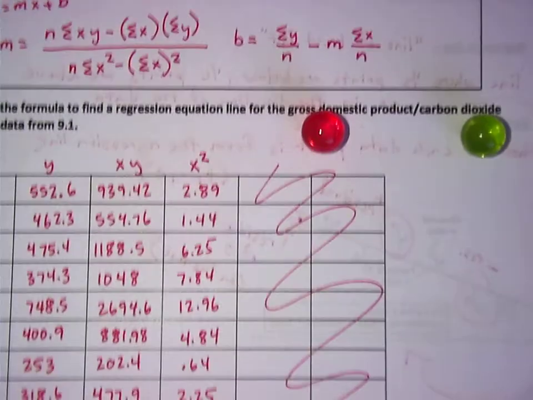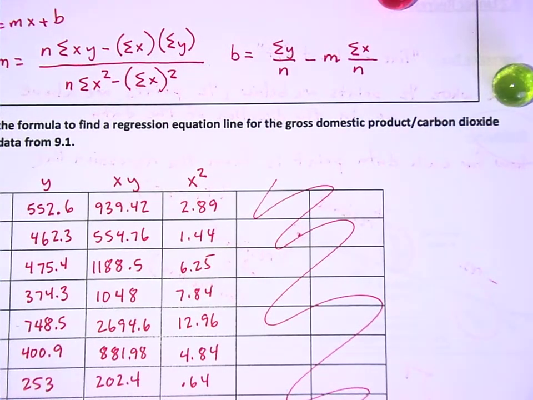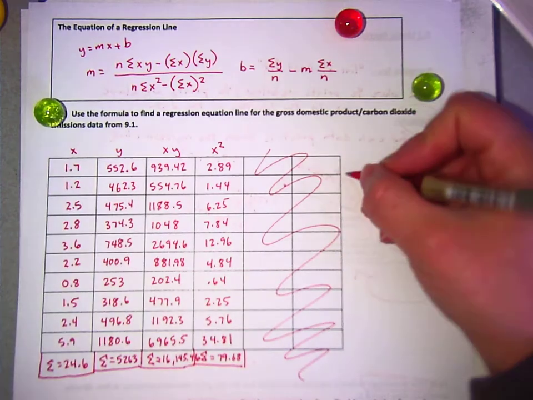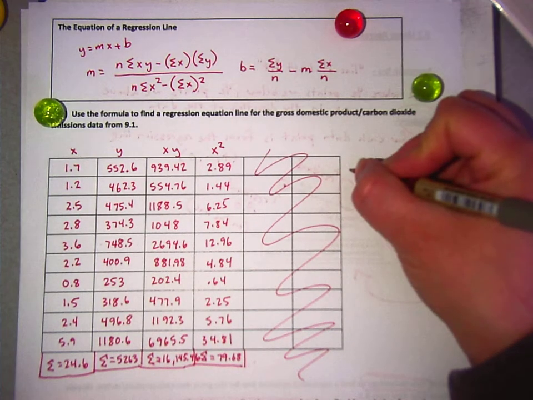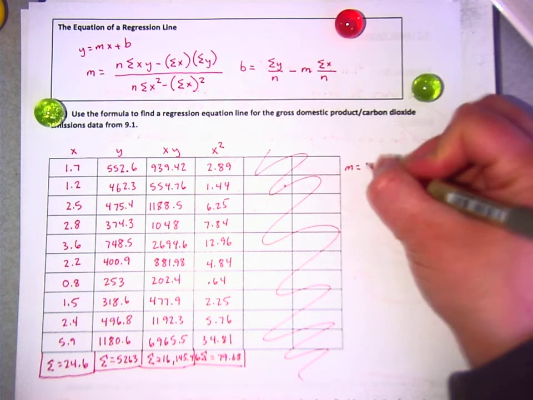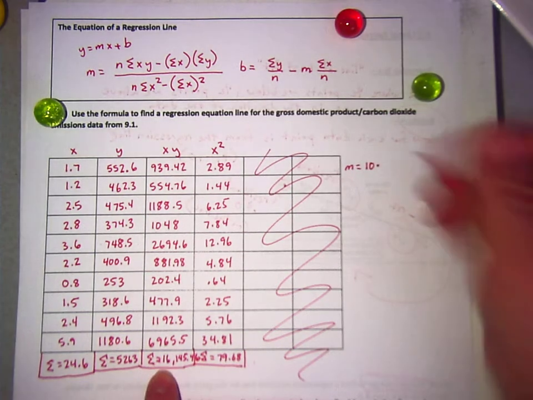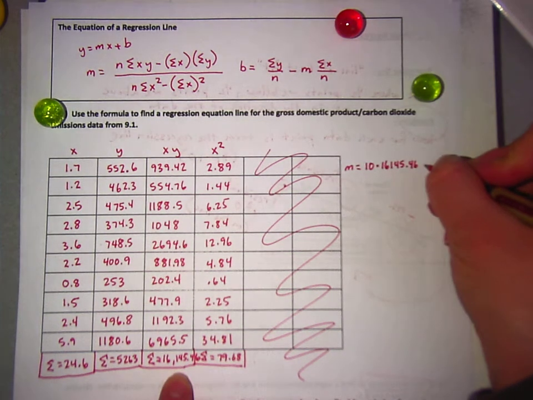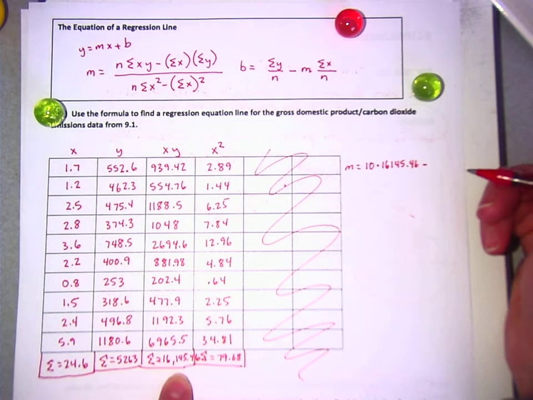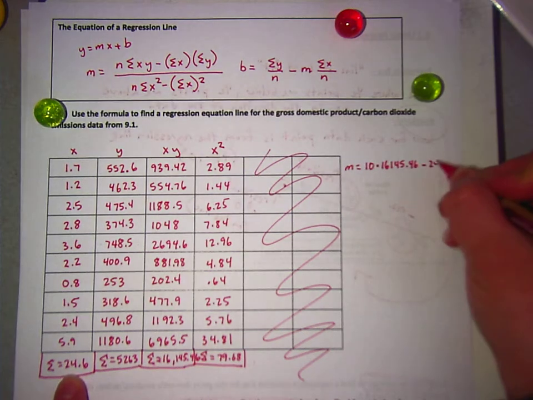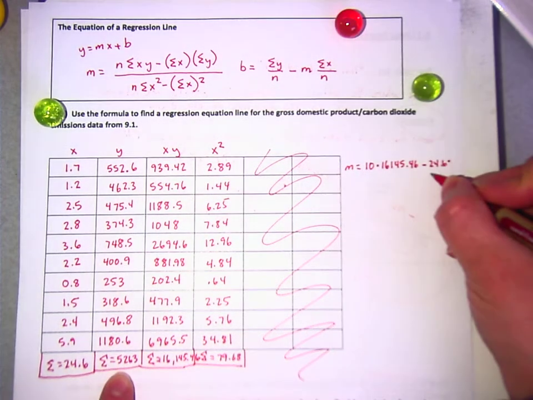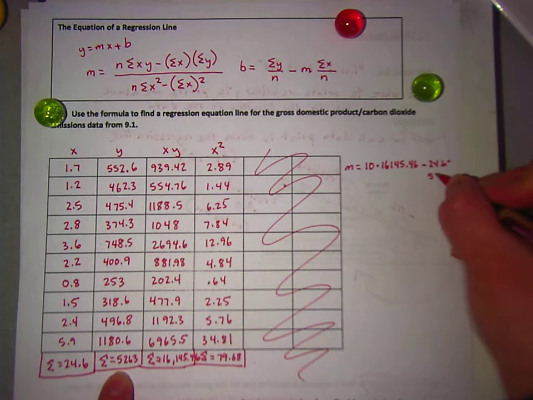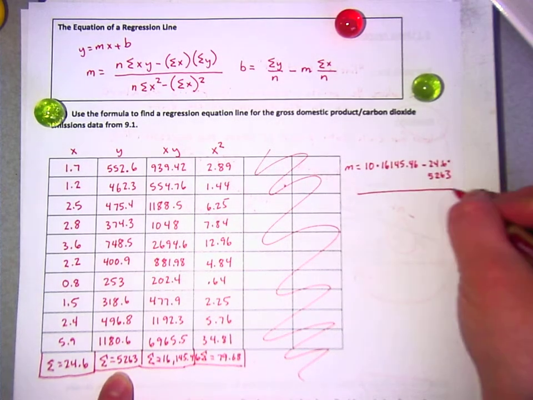All right, now I'm actually going to do all the math by plugging in all this stuff. So first I'm going to figure out m. m equals 10 times the summation of all the xy's, that's 16,145.46, minus the summation of the x's, which was 24.6, times the y summations, which is 5,263, and that's the top of the fraction.